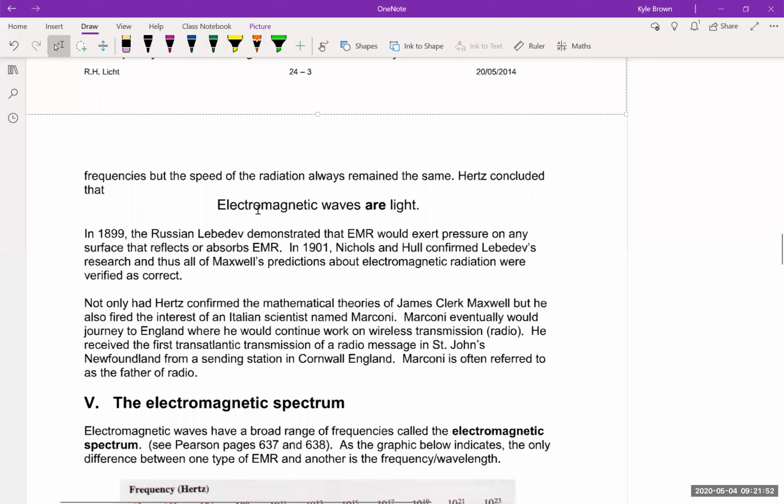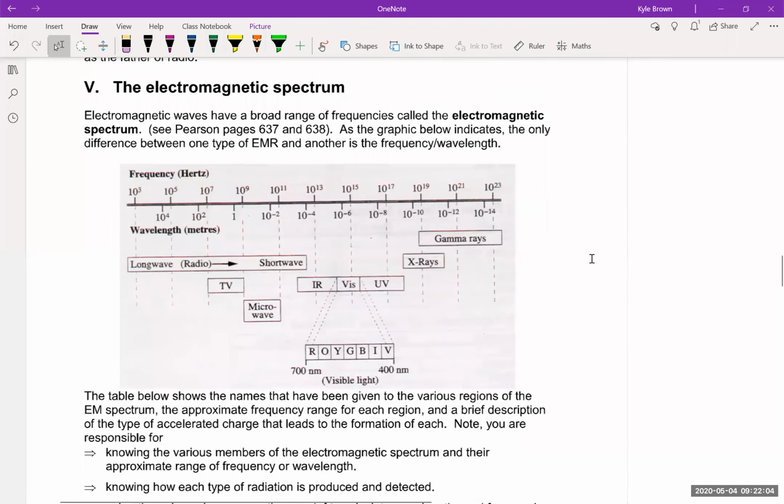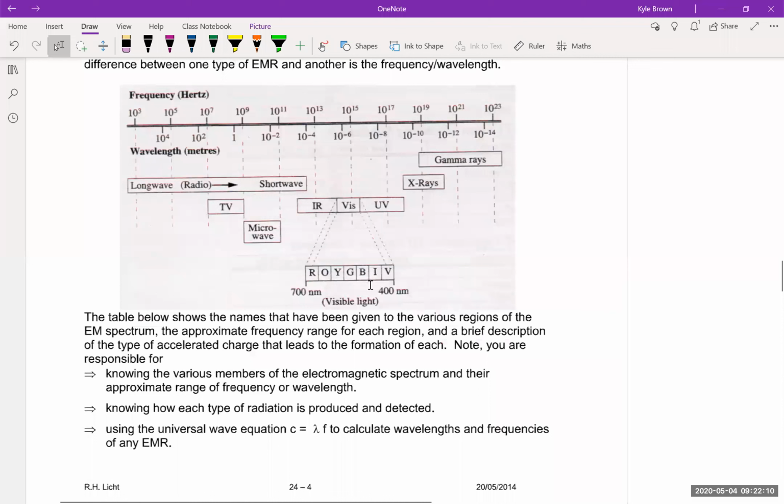So electromagnetic waves are light, right? This is just more fundamentally what light actually is. Okay, so you guys have seen this electromagnetic spectrum. We're going to go a little bit more into it again, but when we get to doing these questions, I want you guys to know there are a few things that you're responsible for memorizing and knowing here.